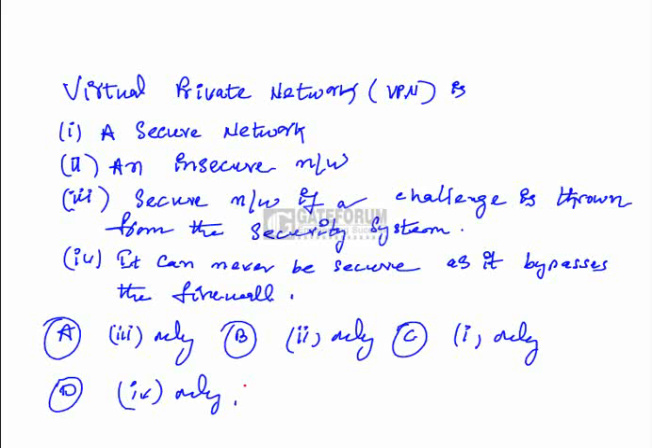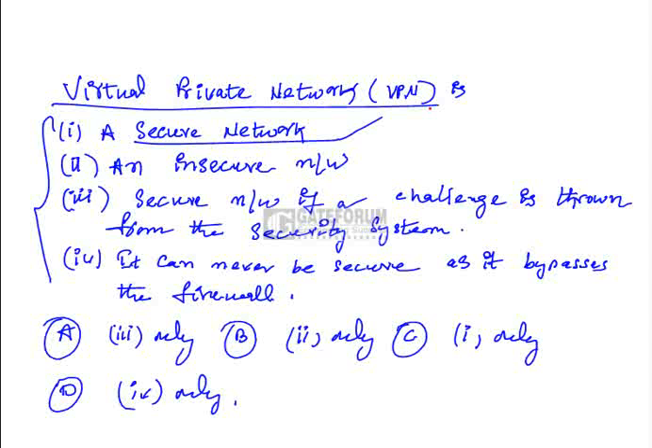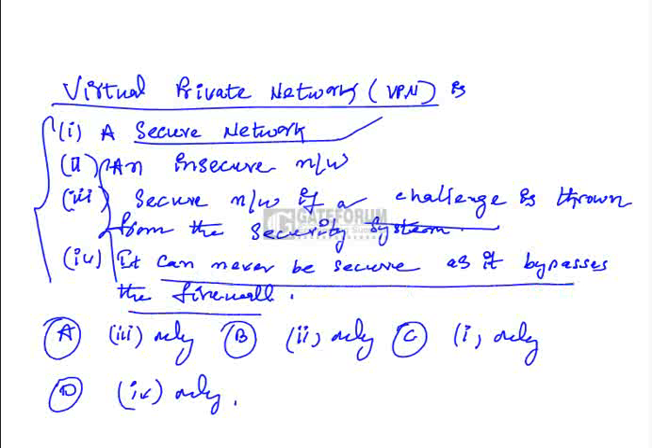Private network is A. Now there are some points given: a secure network, an unsecure network. Secure network, if a challenge is thrown from the secured system, it can never be secure as it bypasses the firewall. So basically virtual private networks are secure. It is not insecure, it is a secure network. So these three are wrong, because it can never be secure as it bypasses the firewall. So it is wrong. So option C is the right option.